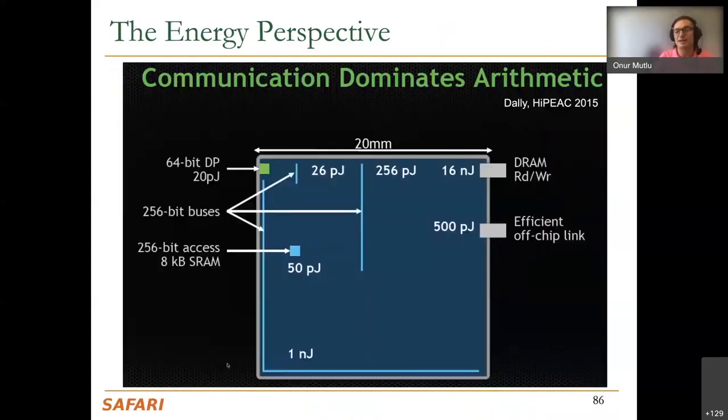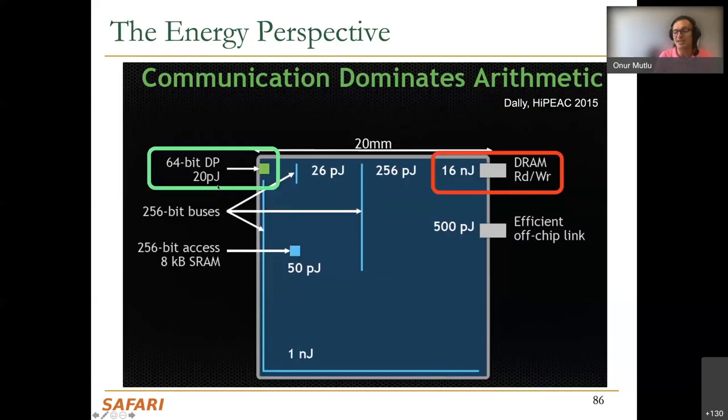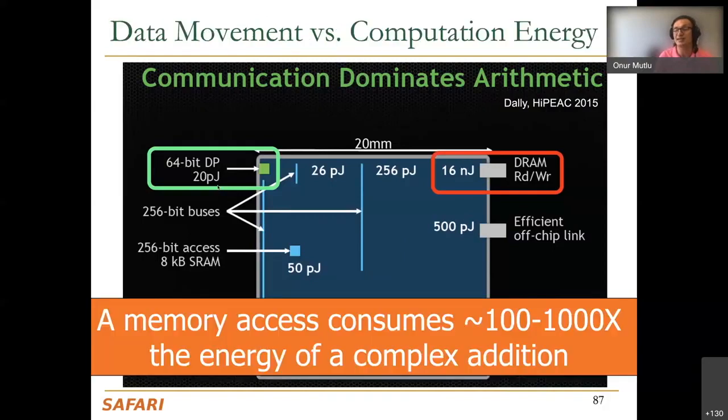Now let's look at the energy perspective quickly. So this is data from Bill Dally. I borrowed this slide. This is relatively old, but things have not changed as much, even though the absolute values have changed. This is a complex arithmetic operation, 20 picojoules of energy. This is a memory access, 16 nanojoules of energy. So it's an 800x difference. A memory access consumes 2 to 3 orders of magnitude the energy of a simple addition. Even a simple addition is like that today, actually, because this was data from 2012 or so.